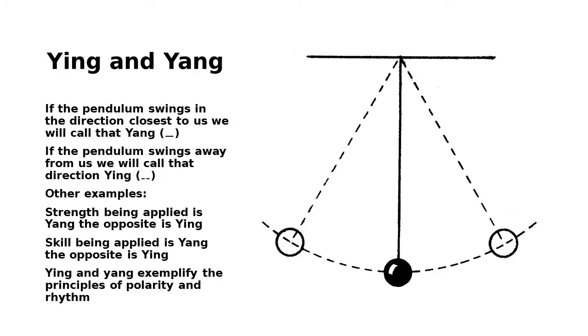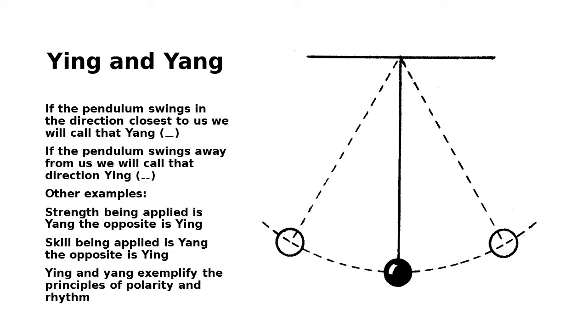Let's imagine a pendulum. If the pendulum is swinging towards me, that's Yang. And if the pendulum is swinging away from me, that's Yin. The concept of Yin and Yang, of course, is not limited to just the movement of material objects. It can also be applied to energy, for example. Let's say that I'm applying strength with my arm. That would be Yang. And then I get tired and I need to rest. That would be Yin.